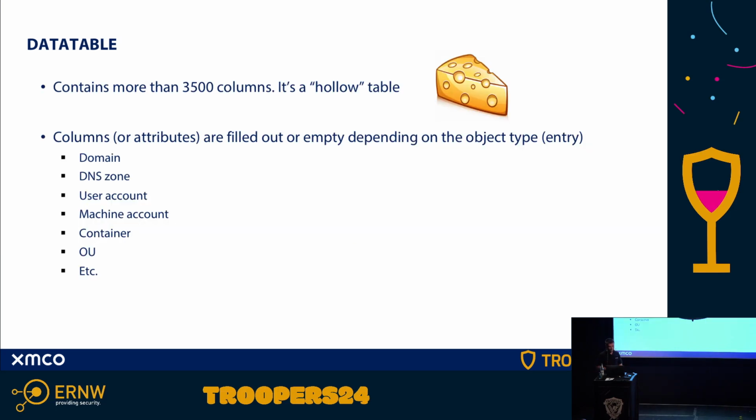So the data table could also be named the hollow table because it's full of holes inside. Why? You could have more than 3,500 columns, but depending on the type of the object, most of the columns will be empty.